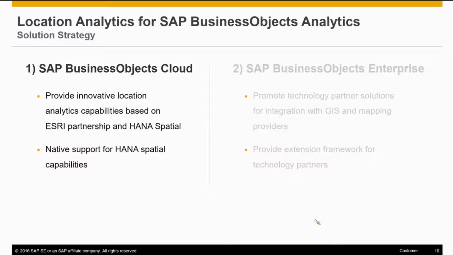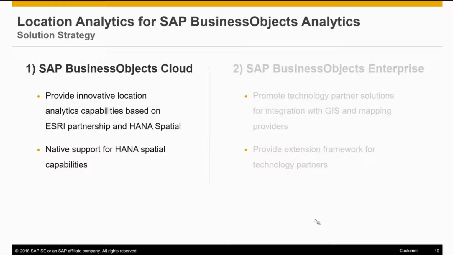We want to ensure we can leverage that investment within the Business Objects Cloud framework, and then use HANA Spatial to provide additional capabilities around location analytics on top of that. And this presentation is really just to focus on the Business Objects Cloud. You'll see I've got that grayed out there. We do still have our traditional Business Objects Enterprise portfolio, and that has a slightly different approach. That's very much around using partner solutions to provide that integration.